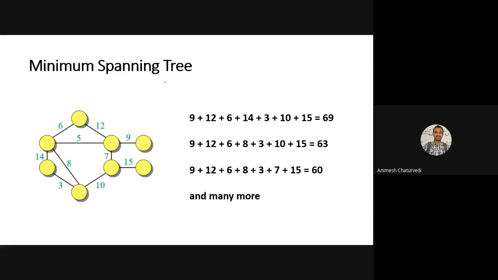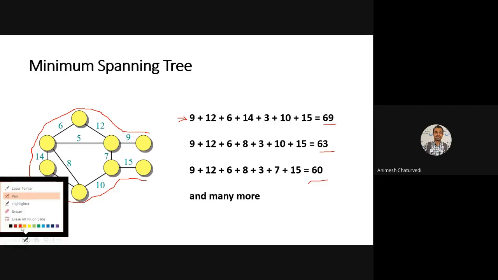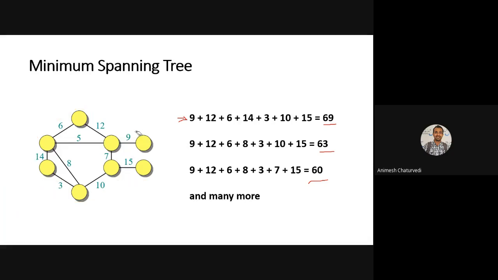Next, in this minimum spanning tree, we can create this spanning tree with 9, 12. First we plot 9, 12, 6, 14, 3, 10, and 15. So is it the minimum spanning tree? It has a value of 69, but we already know 63 and 60 were also possible. So it's not the minimum spanning tree, and we don't go for this type of thing.